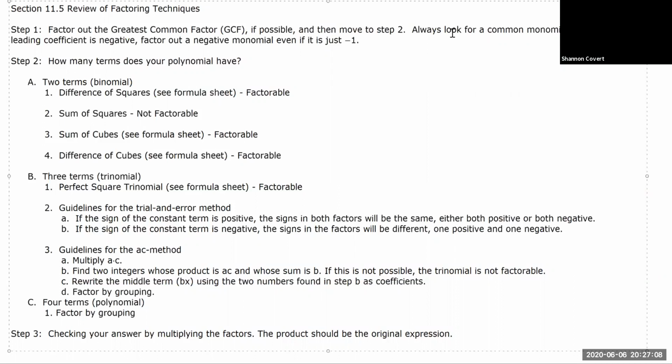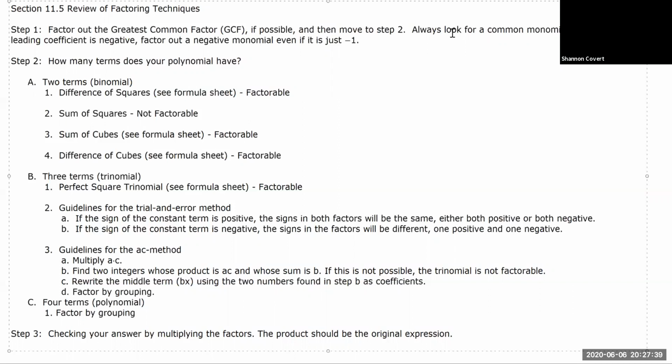The guidelines that are here with trial and error are important to remember no matter how you are choosing to factor your trinomial. If the sign of your constant term, which is your last term, is positive, then the signs of both of your factors are going to be the same. So they'll either both be positive or they will both be negative. If the sign of the constant term is negative, or your last term is negative, then the signs in your factors are going to be different. One's going to be positive and one's going to be negative.